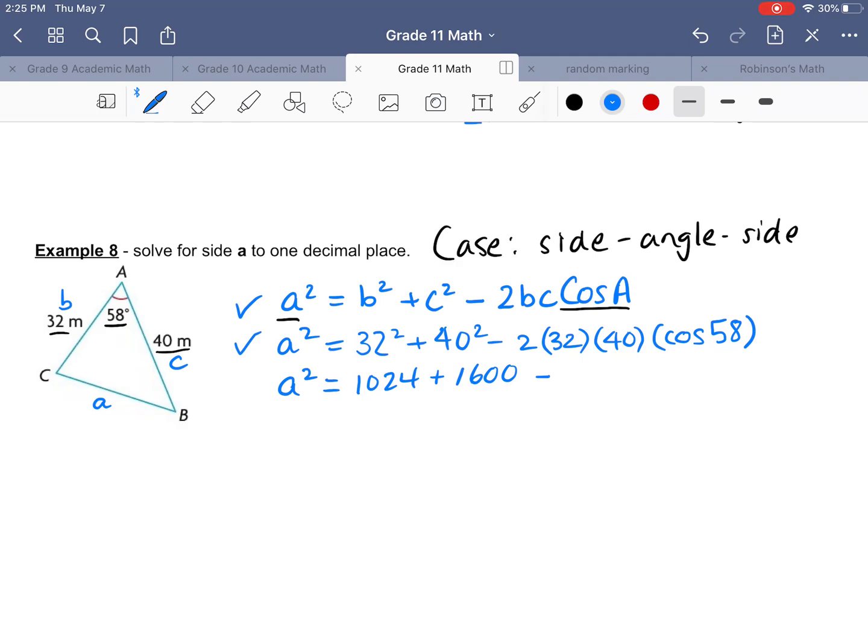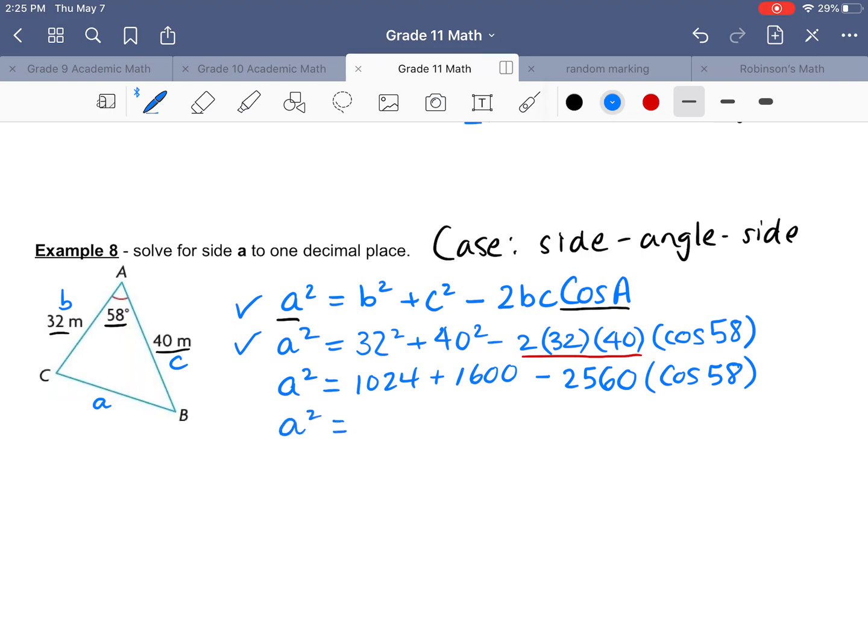Now, we don't want to round until we absolutely have to, so we're going to just start out by multiplying these three numbers together. So 2 times 32 times 40 gives us 2,560, and then we're still multiplying that by cos 58. So if we punch cos 58 into our calculator right now, we're going to get a big long decimal, and we don't want to have to round until the end.